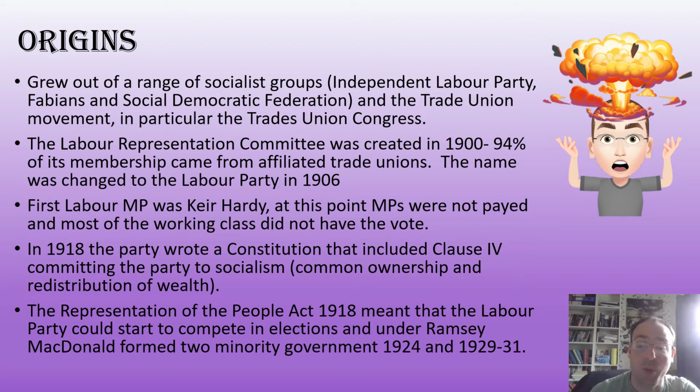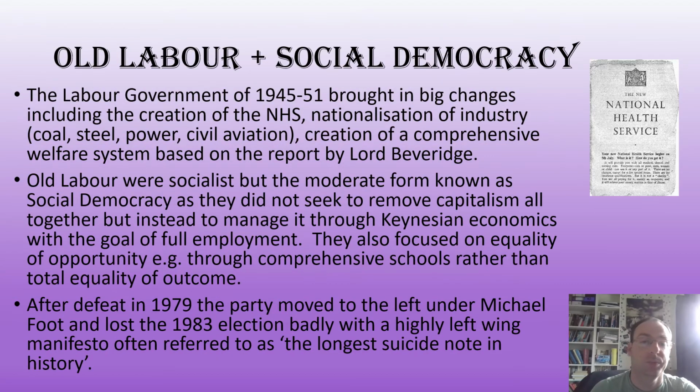Following the Representation of the People's Act, the Labour Party seemed to start to get some success, and under Ramsay MacDonald, it formed two minority governments, one in 1924 and one in 1929 to 31. Possibly the worst time in British history to win an election, 1929, because they won the election. Then there was the Wall Street crash, and that led into the Great Depression. So the Labour Party starts from very, very small origins and quite quickly becomes a force in British politics.